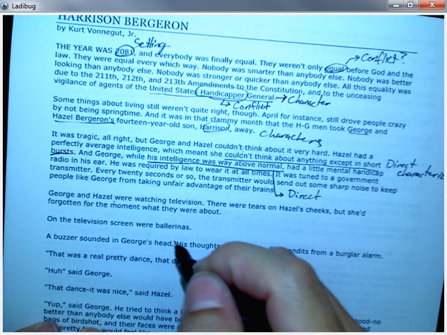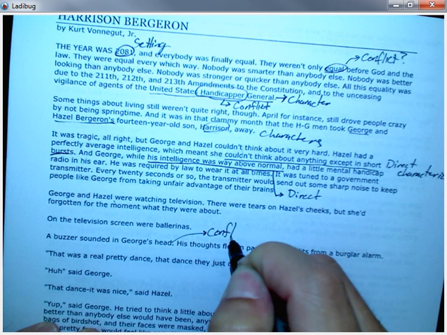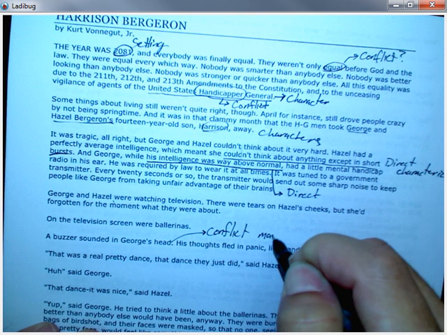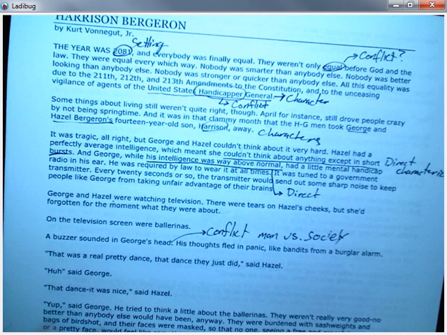So, I'm seeing more conflict here. And I'm going to say it's man versus society. Remember when we talk about society, the buzzer in George's head. When we talk about society, we're talking about rules, regulations, laws. And so we can see that this is a very concrete example of George having an issue with government.